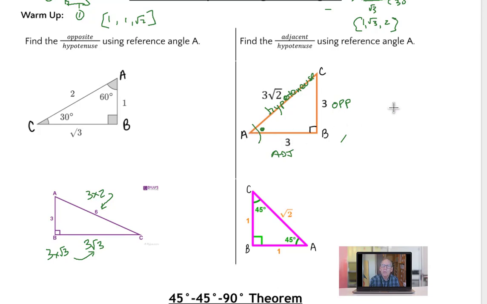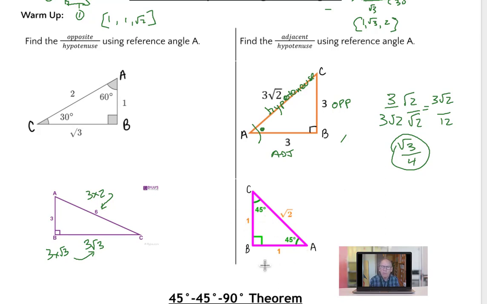The adjacent side is 3. The hypotenuse is 3 square root of 2. We have to simplify by rationalizing the square root part out of the denominator, which gives us 3 square root of 2 over 3 times root 4, which is 12, which ends up giving us square root of 3 over 4 for the simplified radical form for this hypotenuse.